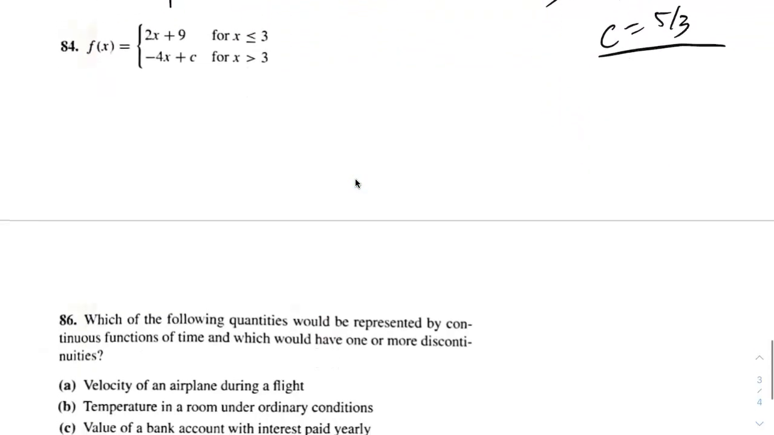So now we're going to try the same thing with 84. Right? So I want it to be continuous, so I'm going to set them equal to each other. And then I want it to be continuous at 3 specifically, so plug 3 in for x.